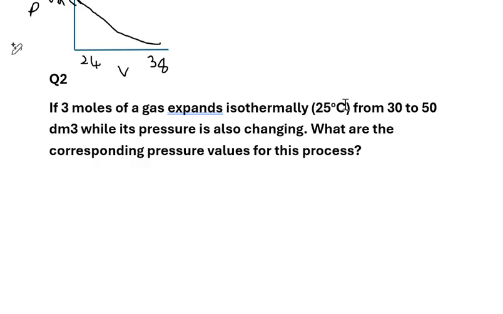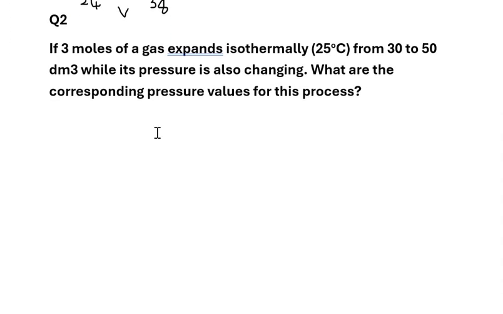That's a conversion from 25 degrees Celsius, from 30 to 50 dm cubes while its pressure is also changing. What are the corresponding pressure values for this process? So when you're trying to figure out which equation to use for a question, you have to think about the variables or the values you are given from the question. So you're given the number of moles, you're given a constant temperature, and you're also given a change in volume. And the pressure is also changing.